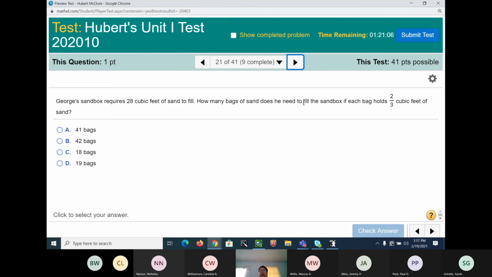George's sandbox requires 28 cubic feet of sand. How many bags of sand if each bag holds 2/3? So you would divide 28 by 2/3. There is no such thing as dividing by a fraction. You multiply by the reciprocal. So it'd be 28 times 3/2. Next.